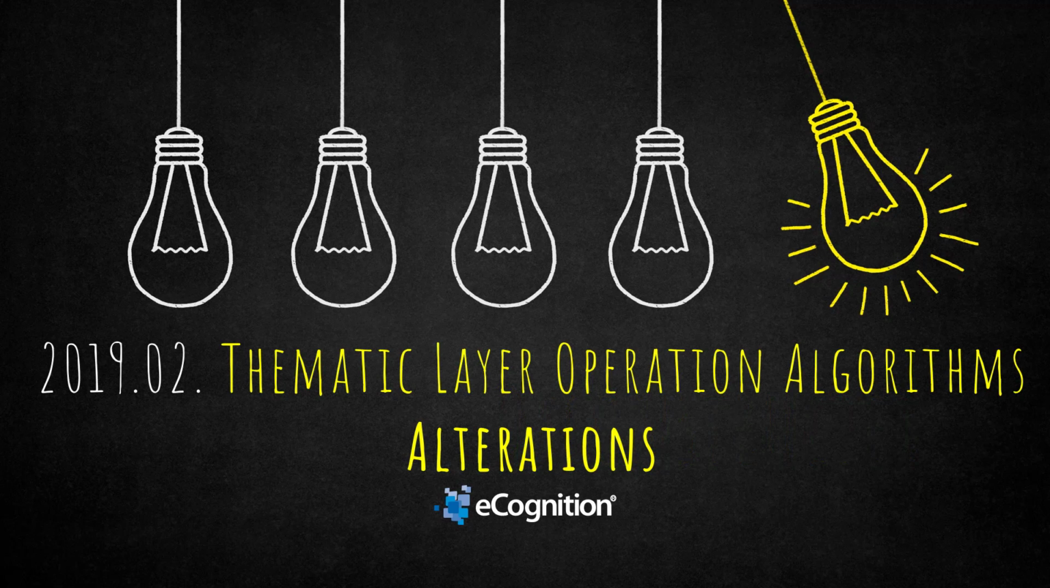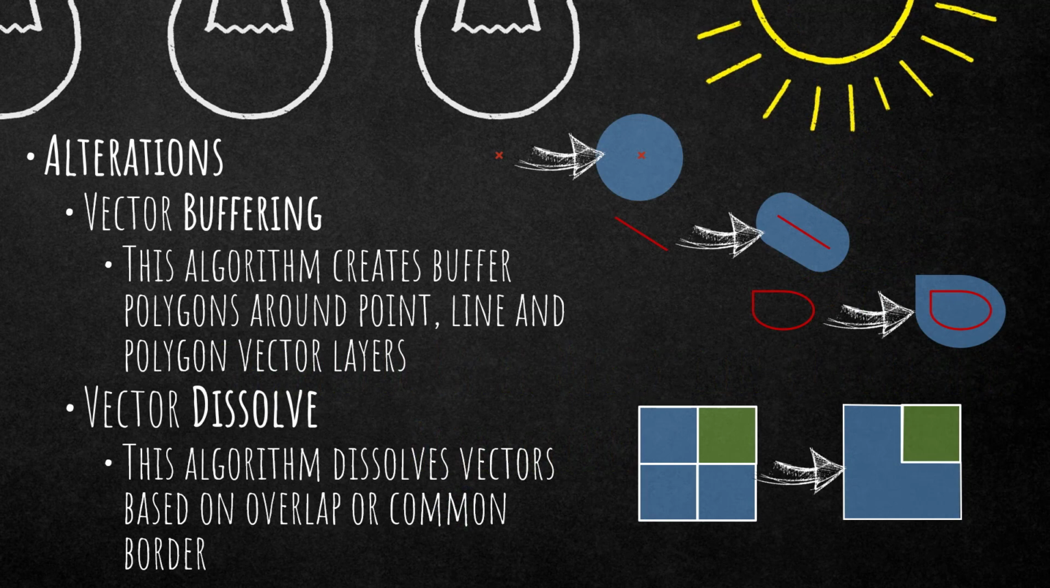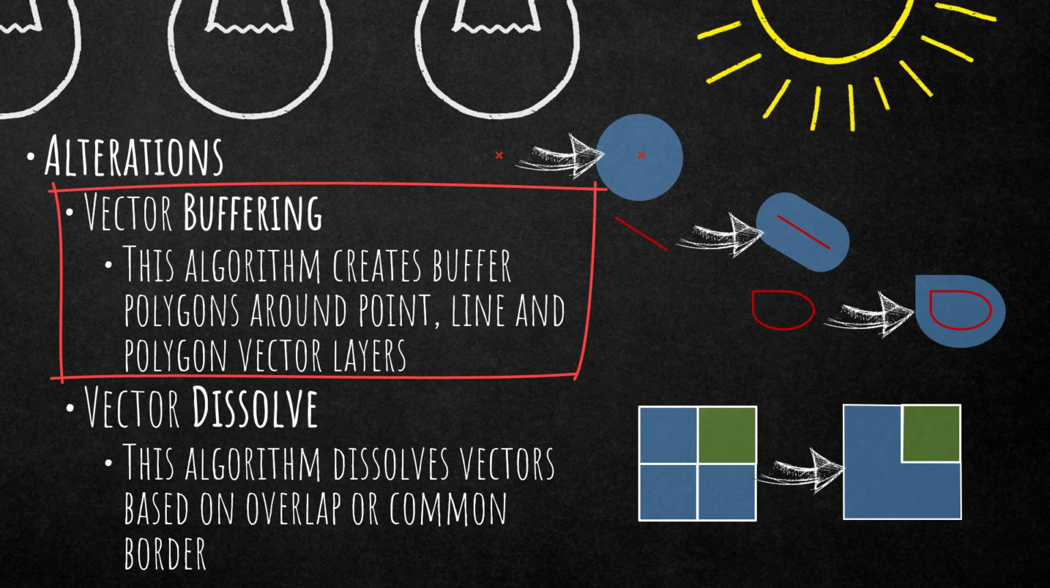Today we're gonna talk about thematic layer operation algorithms and we're gonna have a look at alterations. What I mean with alterations is, in this case, vector buffering. So we're gonna have a look at how you can buffer your vectors within eCognition. We have an algorithm that creates buffers around points, lines or polygons. So you can use all different types of vectors as input.